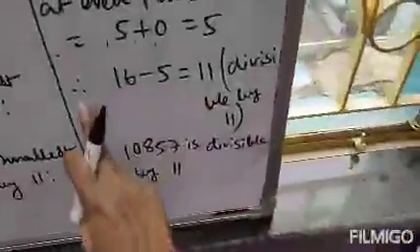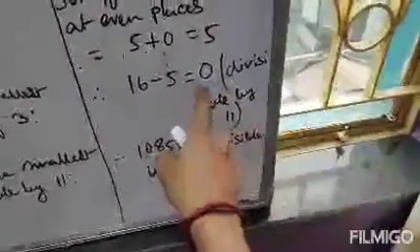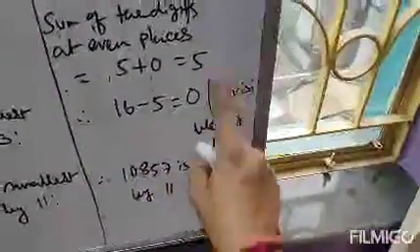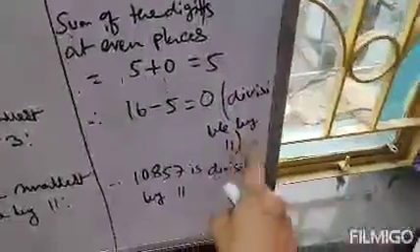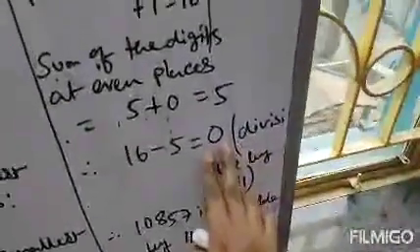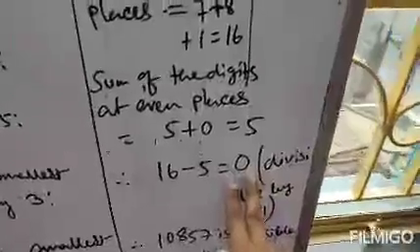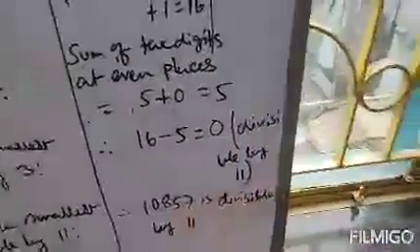In another question, suppose you get 0 over here, then also this number is divisible by 11. So if you get 0, you don't need to write divisible by 11 in bracket. You will write divisible by 11 in bracket only when you get a number which is divisible by 11. Clear?